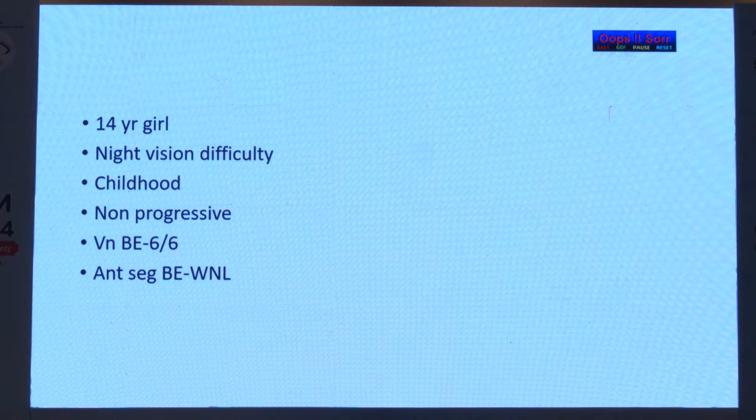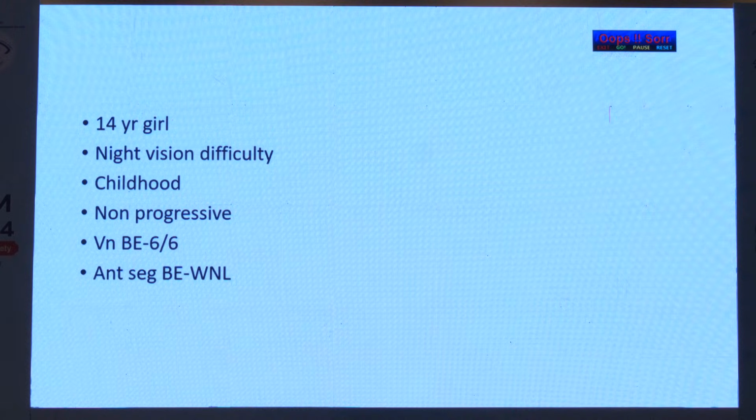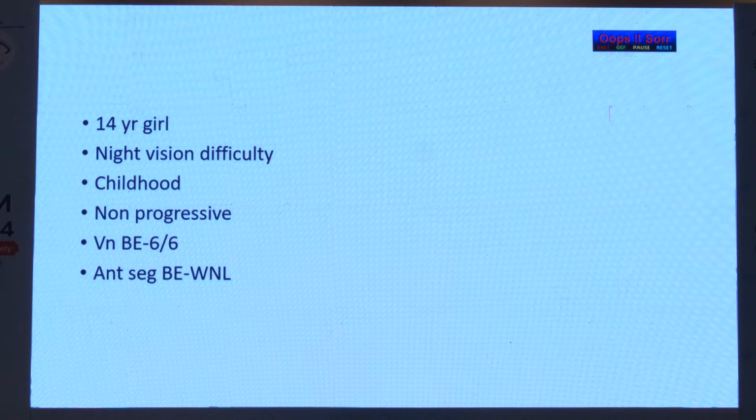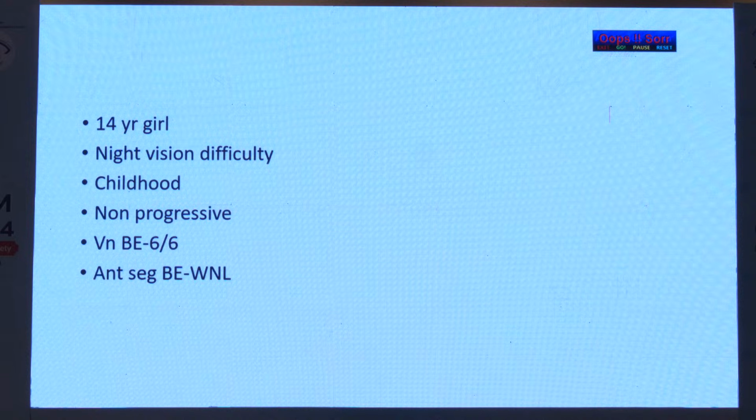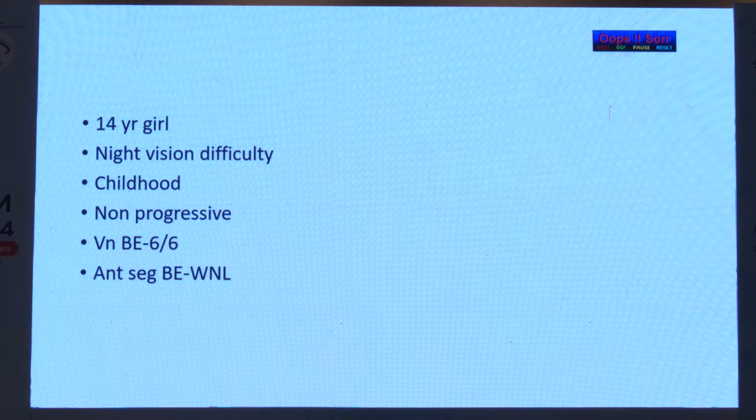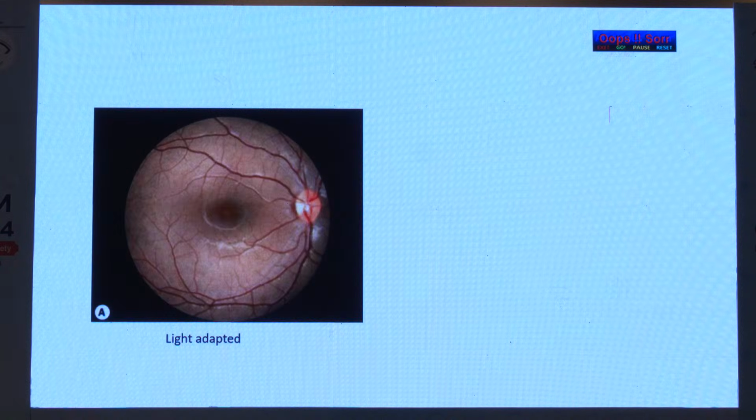Another classical case, a 14-year-old girl complaining of only night vision problems. From history alone we see that her rods are affected, from childhood, so probably a kind of dystrophy which is non-progressive. The earlier cases were progressive, but this is non-progressive, onset from childhood, with night vision problems. Vision is normal. In the earlier cases, vision was either moderately or severely reduced. Here vision is normal. So again, you see the fundus.